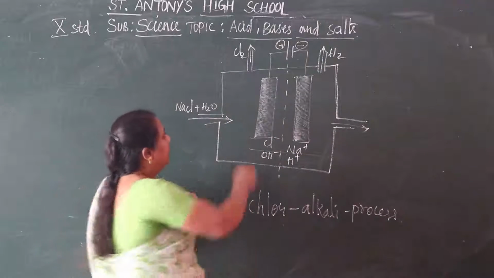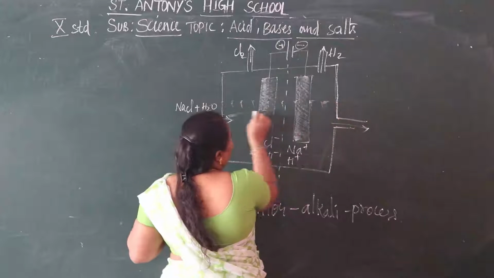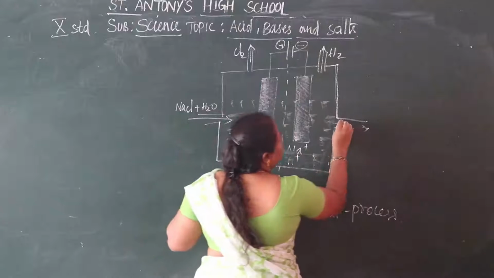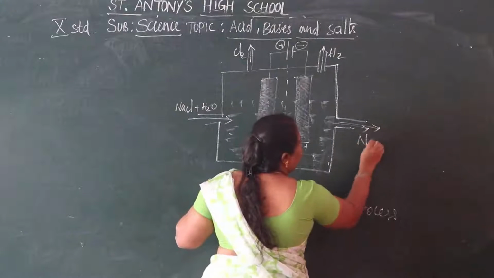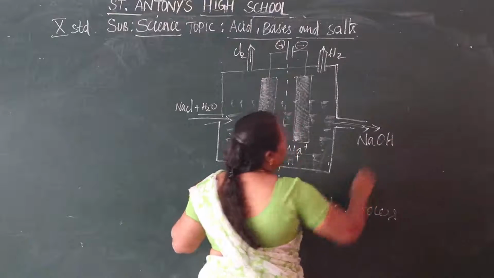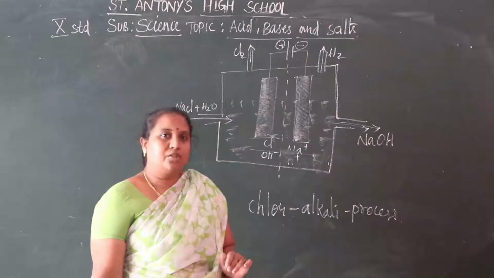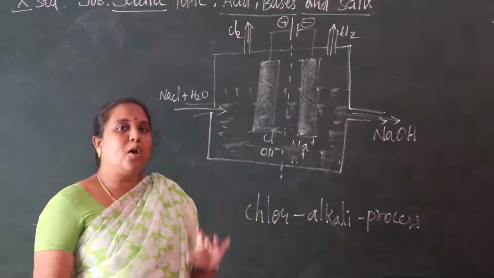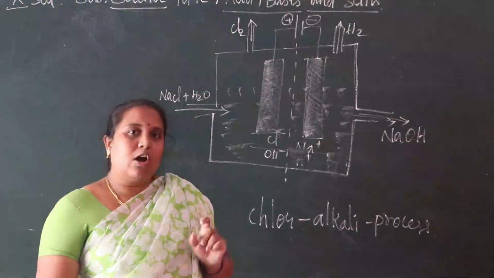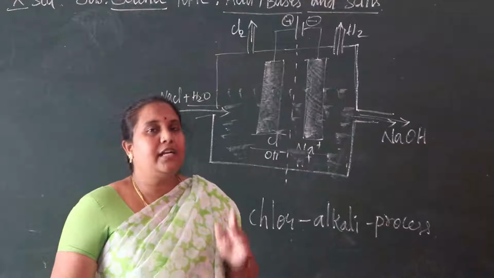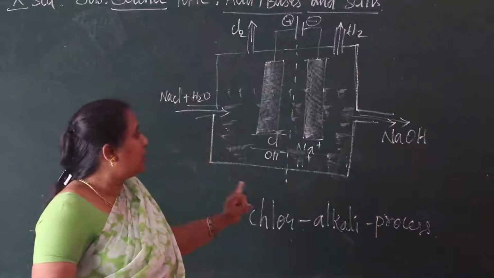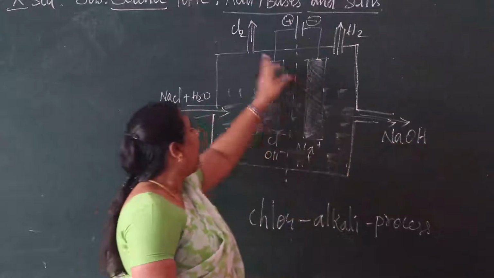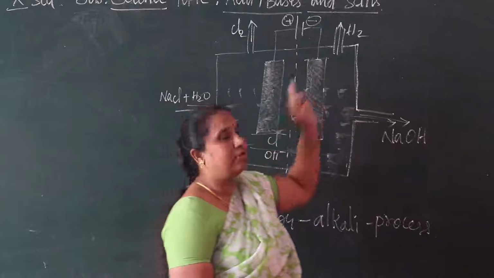In this we are taking brine solution, and this ionizes and we get sodium hydroxide, which is a strong base. So what are the products we get by the chlor-alkali process? The first one, a strong base, sodium hydroxide, and then chlorine and hydrogen.